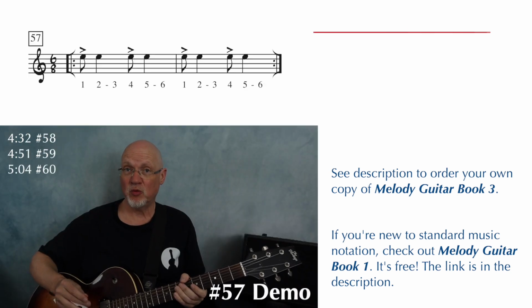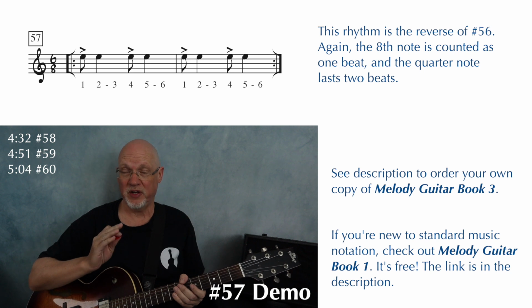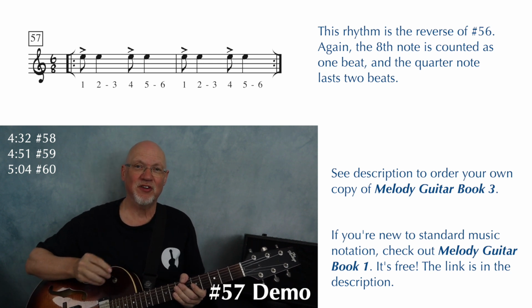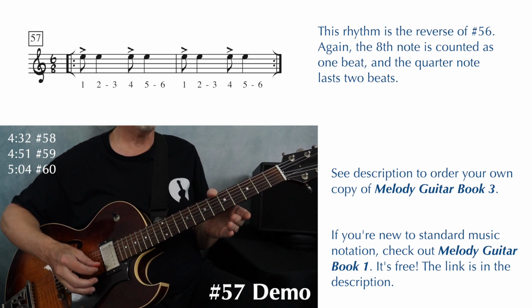And number 57, we're reversing that rhythm. We have an eighth note followed by a quarter note. And again, remember that quarter note lasts for 2 beats. 1, 2, 3, 4, 5, 6.